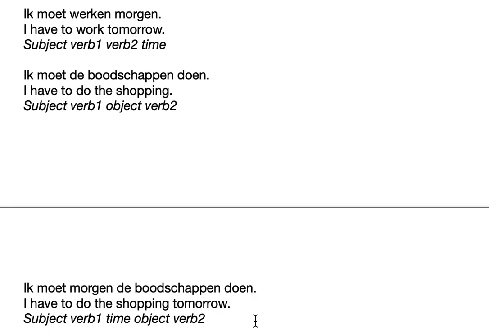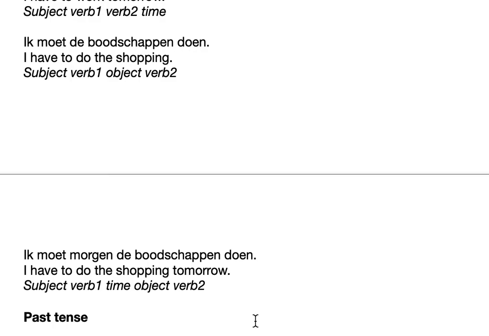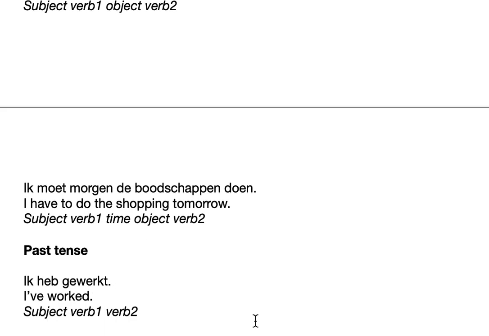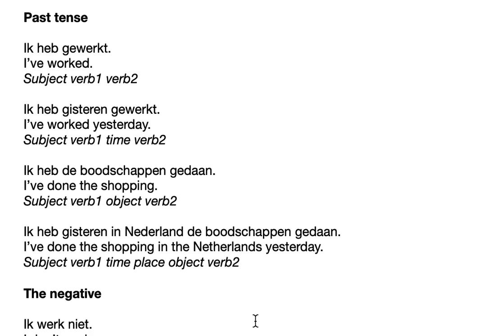All right. So you put there verb 2. Are there other parts of verbs that can be at the end or that have to be at the end? Well, yes. That's an excellent question. And then we're going to go to the past tense. Ik heb gewerkt. Let's show the whole past tense here.